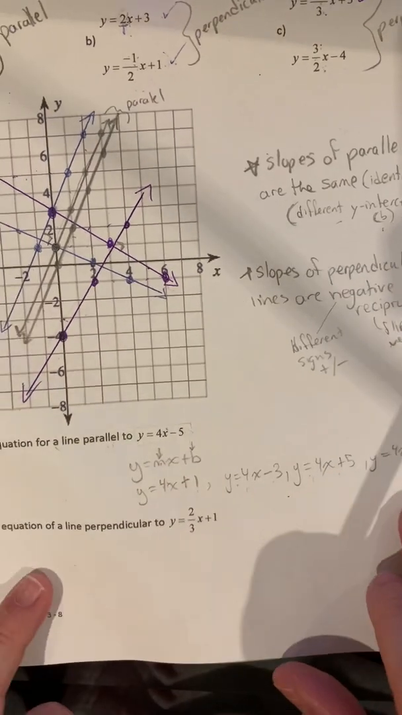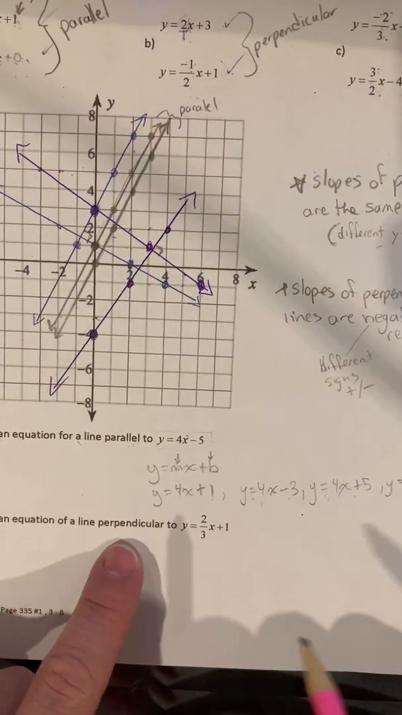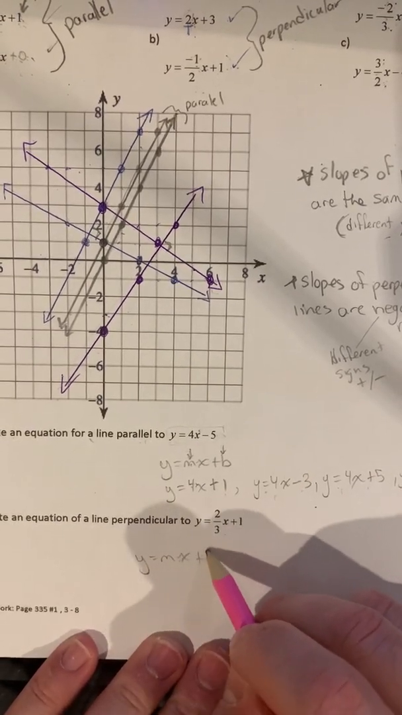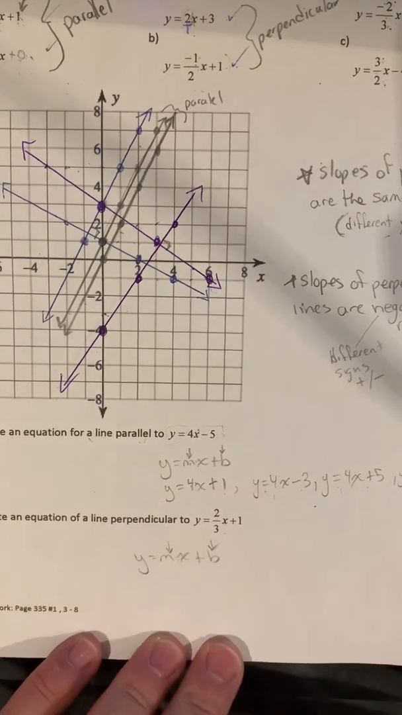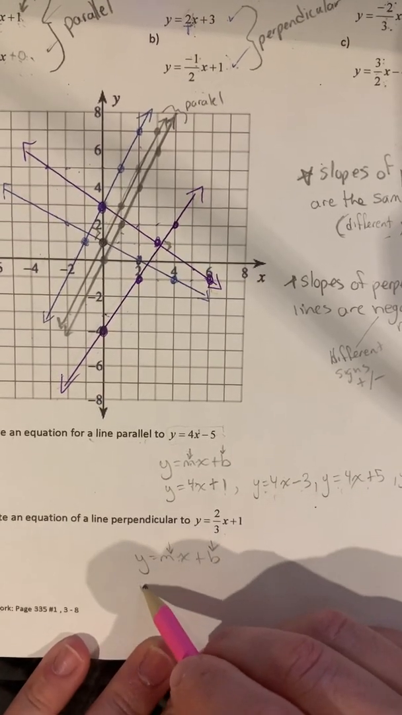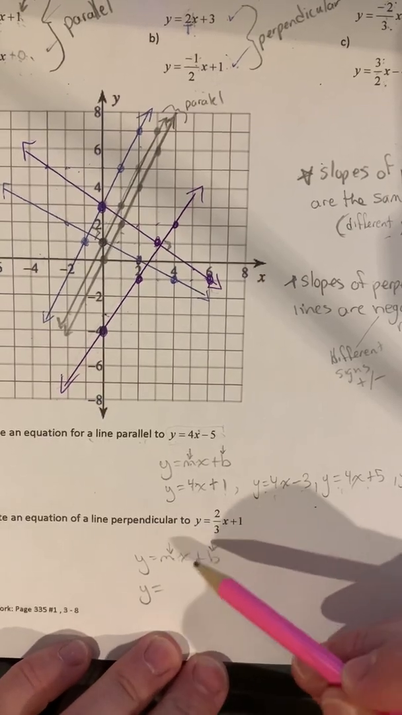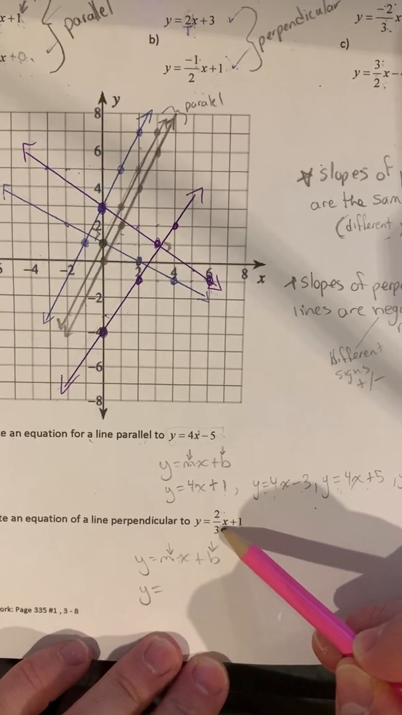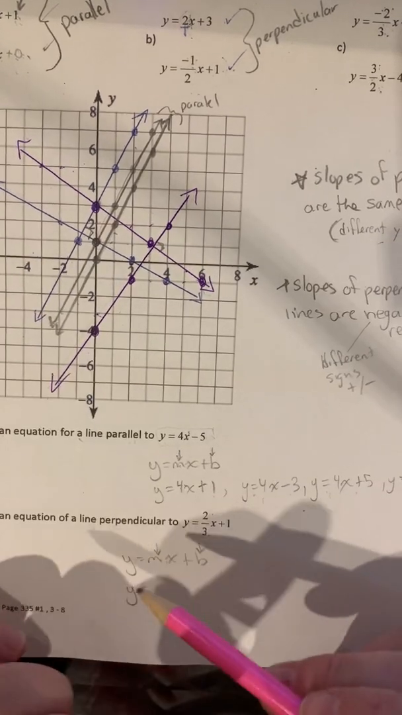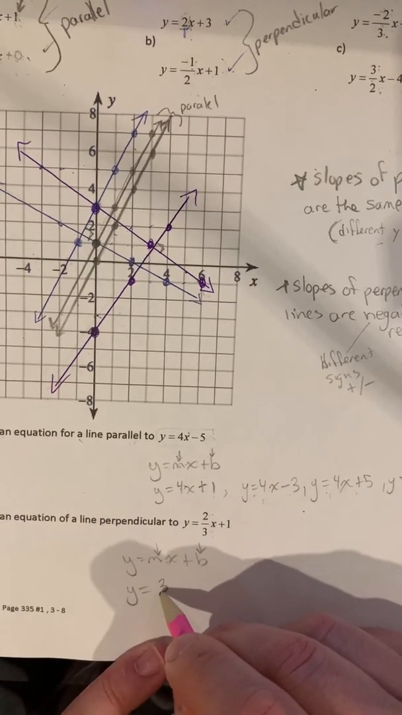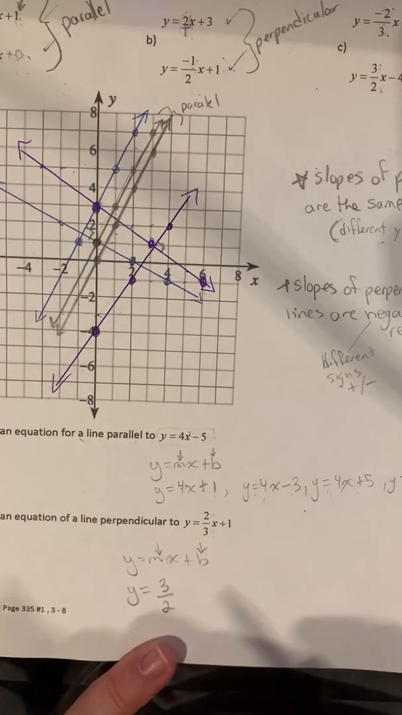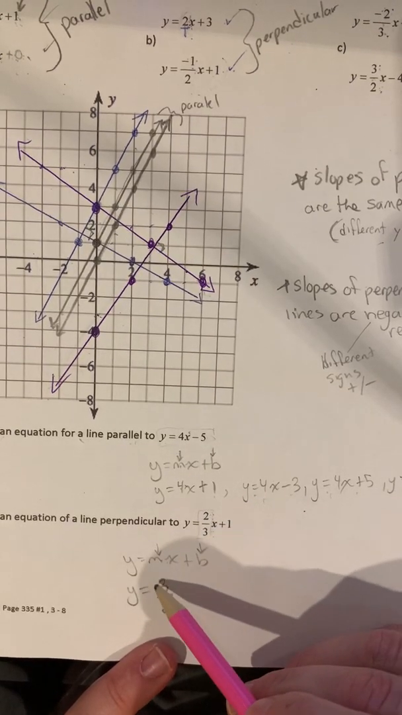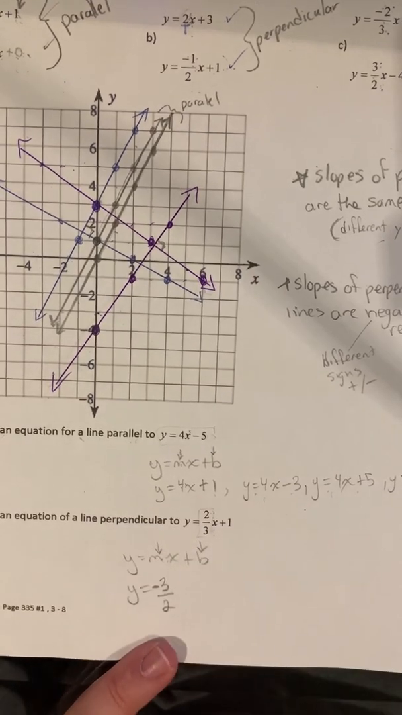Okay, next one, write an equation of a line perpendicular to this one. Okay, so again, y equals mx plus b. We have to come up with the slope and the y-intercept. So if it's perpendicular, the slope must be a negative reciprocal. So we have to do the flip version of 2 over 3. So if 2 over 3, if we flip it, then it would be 3 over 2. Okay, this first one is positive, so that means my next one has to be negative.